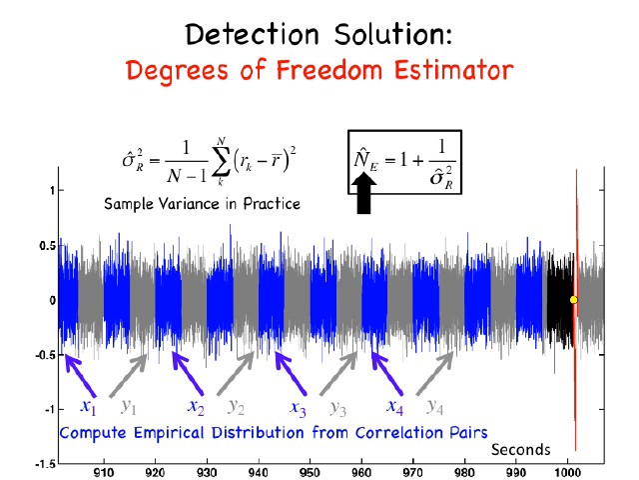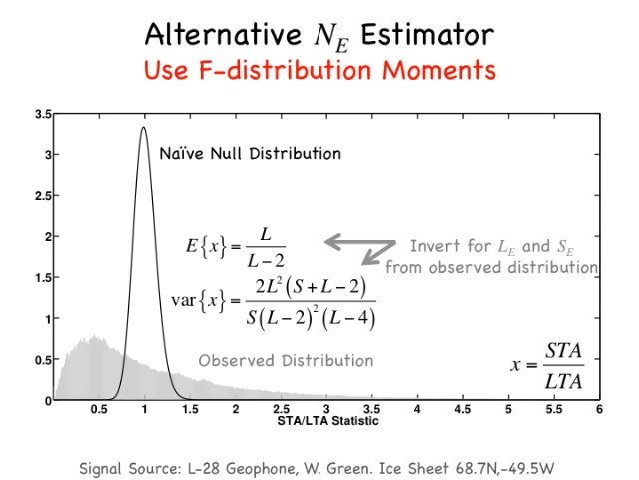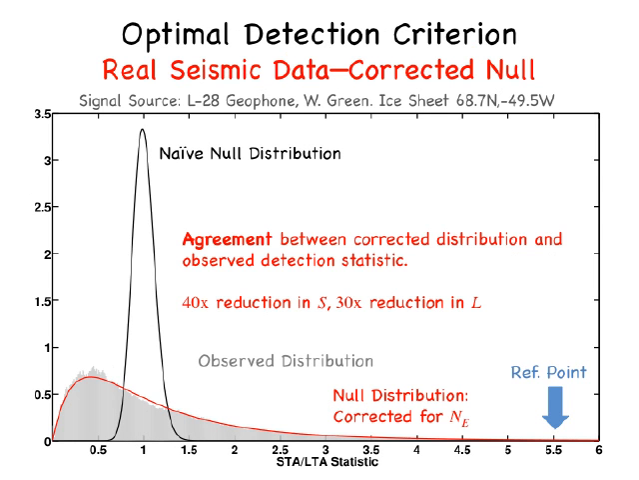I will use this estimator again when I review correlation detectors. However, in the event that this estimator has poor performance, I also estimate NE from the observed STA-LTA distribution directly. To compute an alternative estimator for NE, I also invert the first two null hypothesis F distribution moments for their degrees of freedom. This estimator uses the sample mean and sample variance computed for the STA-LTA statistic on the data. The corresponding effective degrees of freedom for each window are again estimated by solving these moments for L and S.